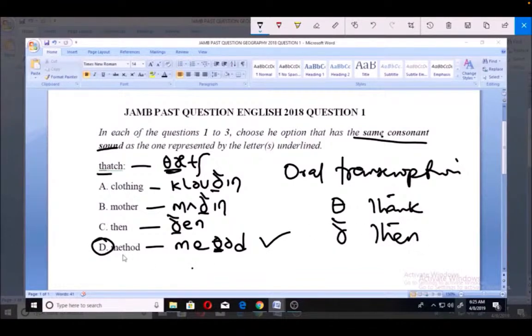So the sound of this TH here is the same as the TH here, which is this sound. Whereas this other TH is that of mother, clothing, then. But this is touch, method. So that makes option D the right answer. Thank you.